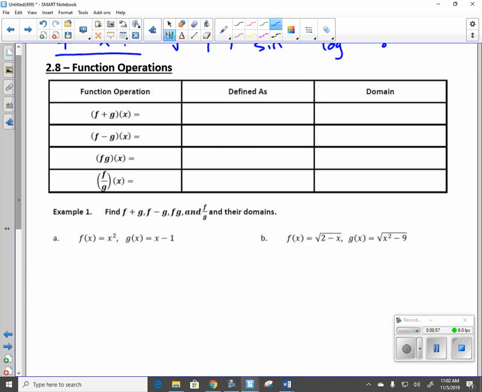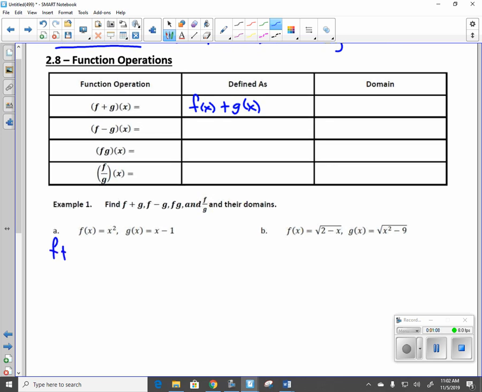F plus g of x is the same as f of x plus g of x. So if you look at example 1, it says find f plus g. F plus g of x, what do I do? I simply take f of x, which is x squared, and I add it to x minus 1. And I get x squared plus x minus 1. Hopefully that feels pretty straightforward.